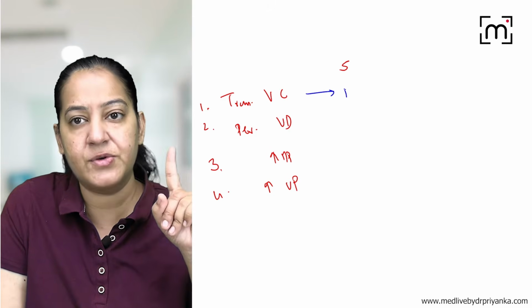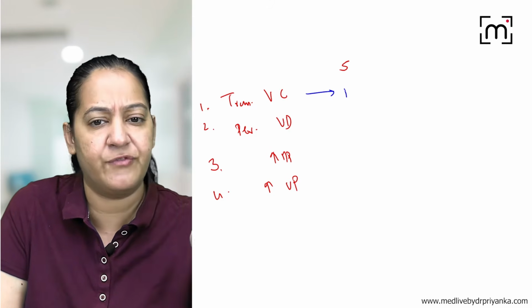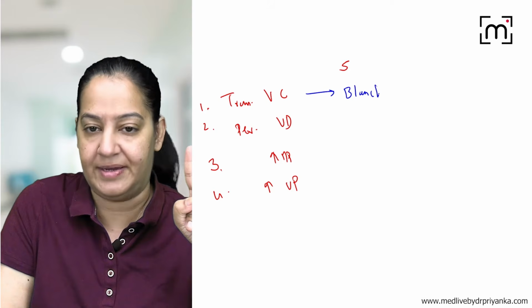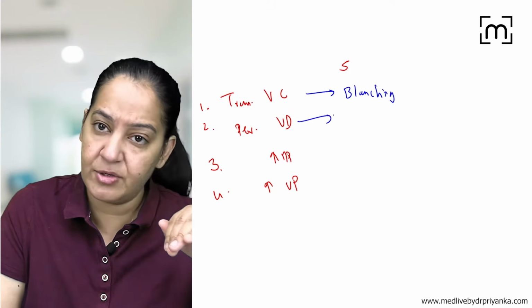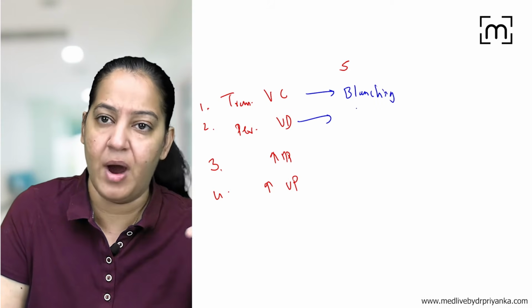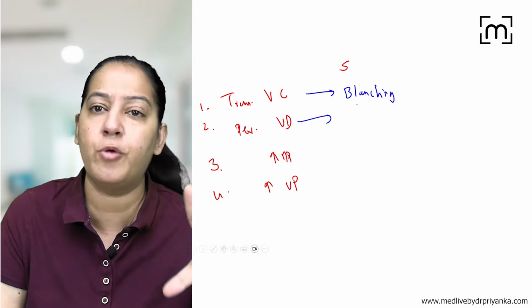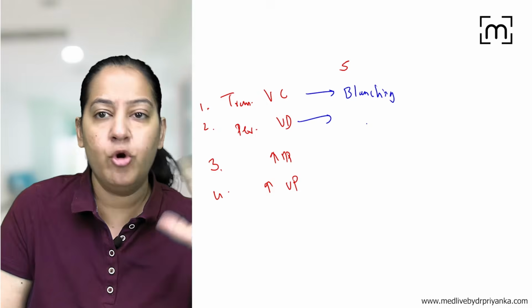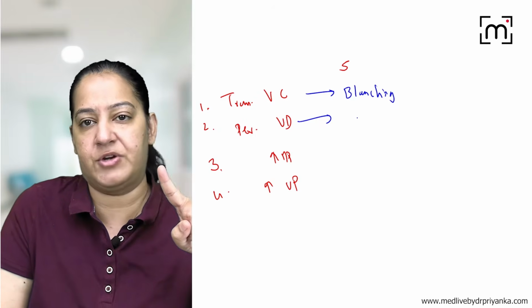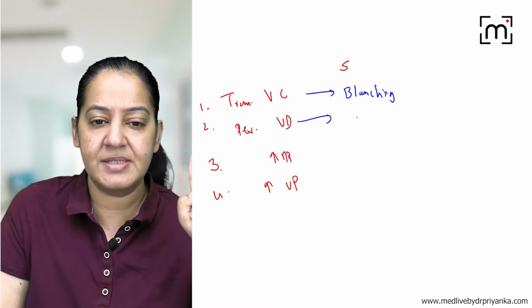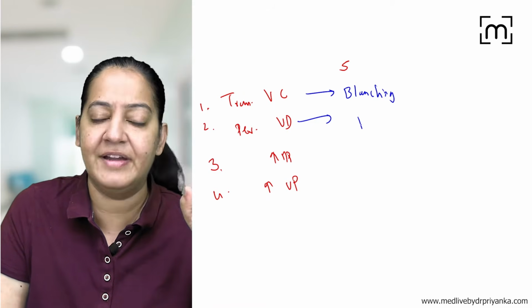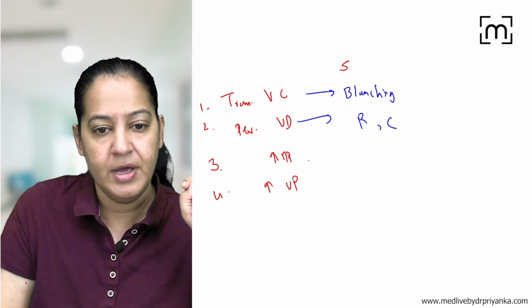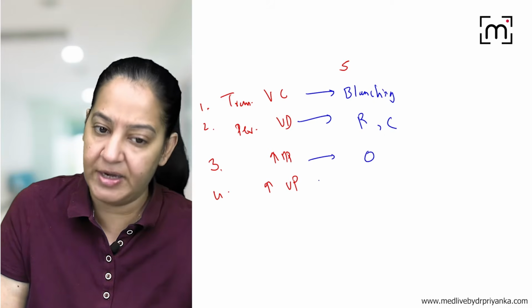The transient vasoconstriction, it's only transient, hardly a few seconds. It leads to blanching. Persistent vasodilatation is for the next few hours. Due to vasodilatation, there is more blood, more water, and more blood, more water leads to increased hydrostatic pressure. So persistent vasodilatation, there is more blood leading to Rubor, leading to Calor. Increased hydrostatic pressure leads to edema.